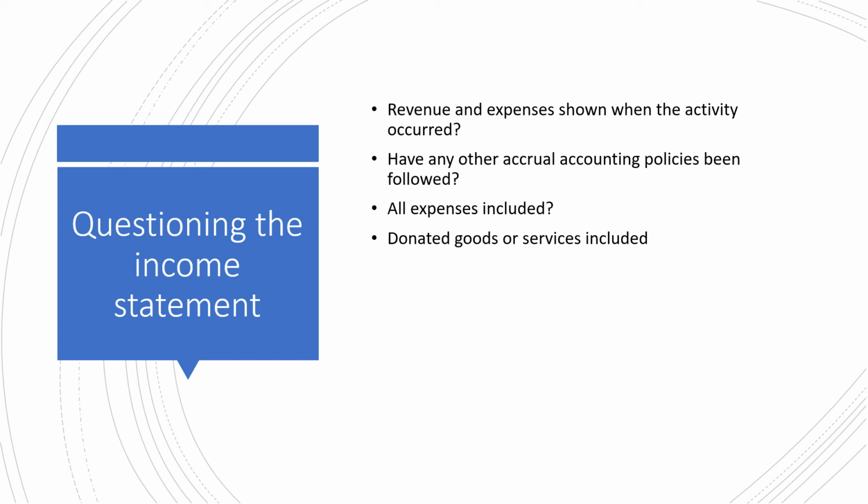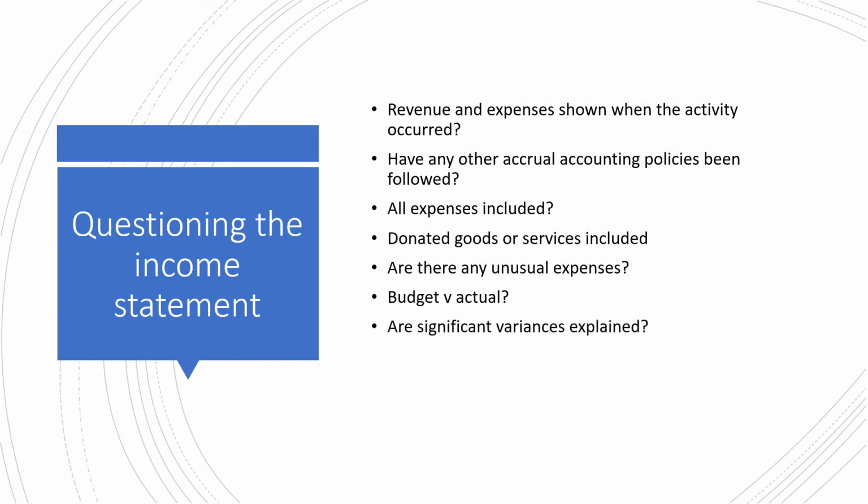Have they been included? Are all your donated goods and services included? Are there any unusual expenses? Is there a reliable budget, and is the actual information being tracked against the budget? If there is, are the significant variances explained? And do the explanations seem reasonable, or does something need to be done?